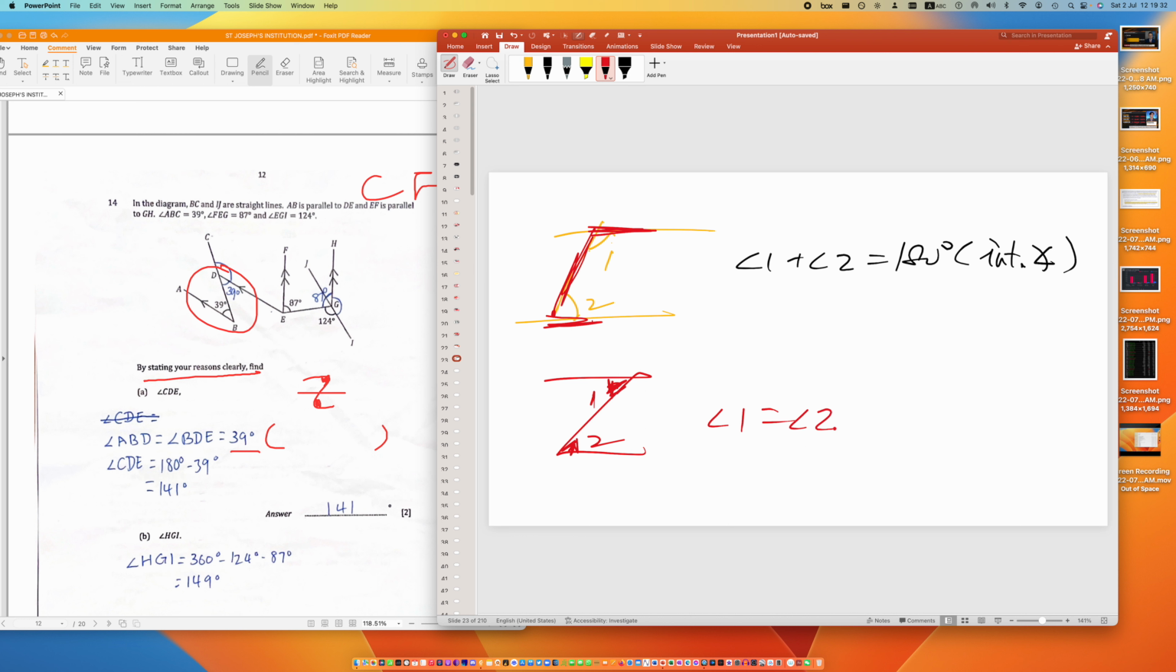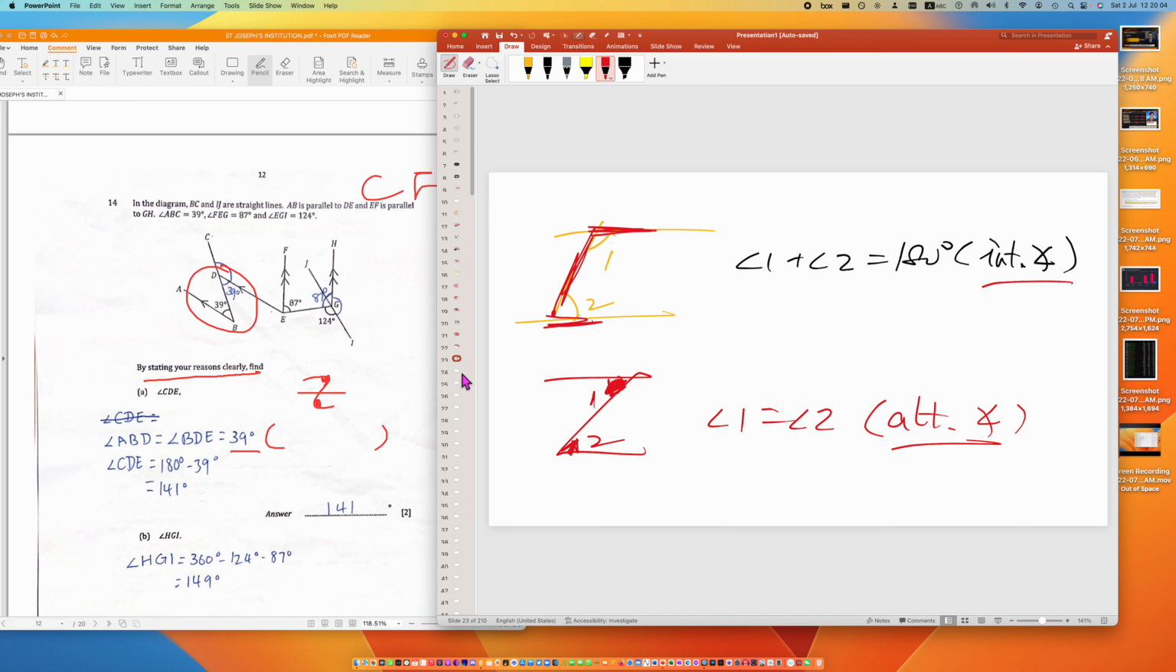Angle 1 is equal to angle 2. This is our Z, right? What's this? Can't you see this is internal because they are both inside the C, so it's internal, right? Then what about this? Can't you see this is alternate, ALT? Alternate means one is this side, one is the other side. So Z is alternate, C is internal. So you have to write down this one here.